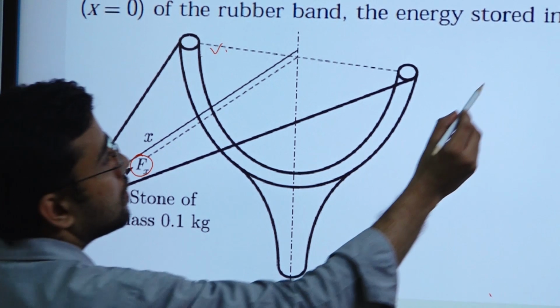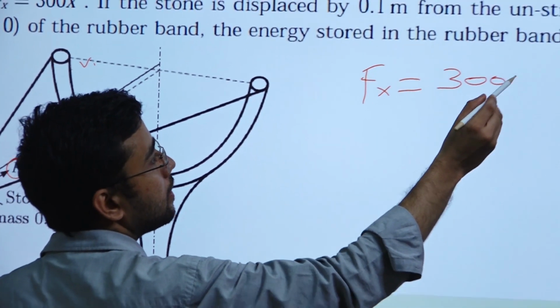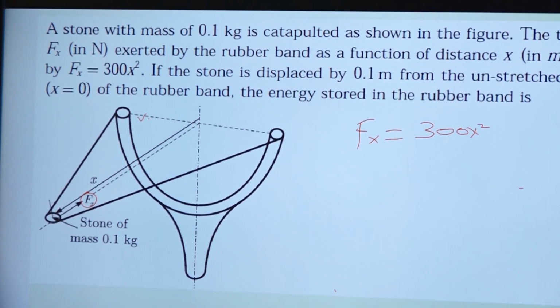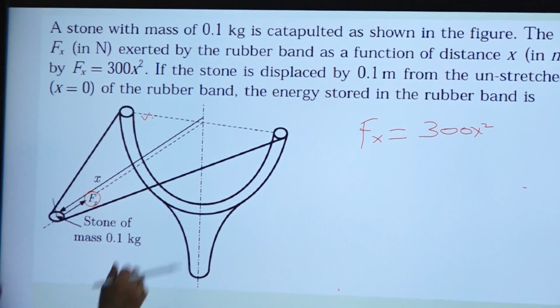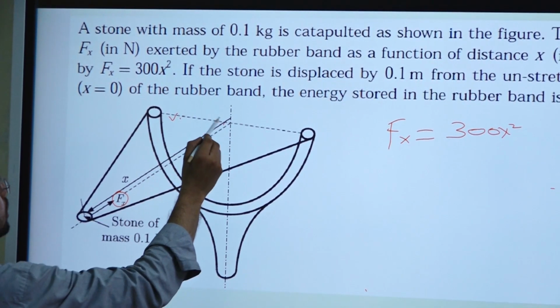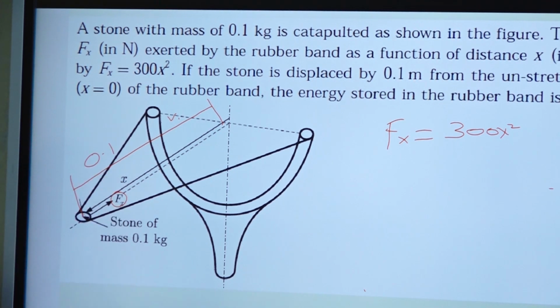gave Fx is equal to 300 x square. Okay. If the stone is displaced by 0.1 meter, so if the distance from here to here is 0.1, the rubber band, the energy stored in the rubber is. So how to find out the energy?